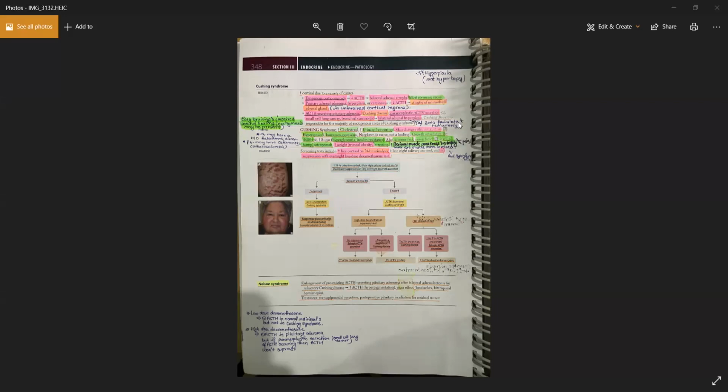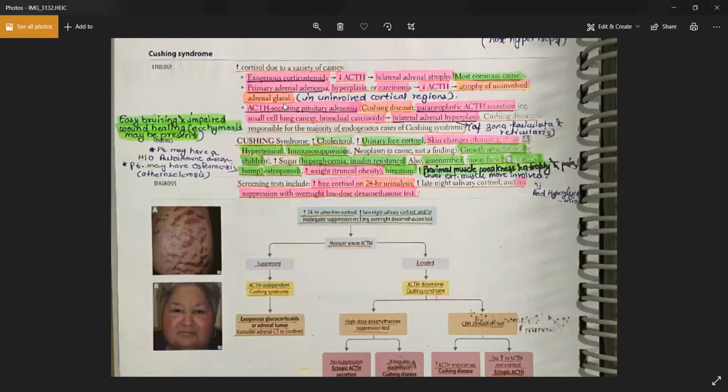Okay, so yesterday we have finished with the Cushing syndrome. We have discussed the cause of it. Four causes we have discussed: either the exogenous, or the adrenal hyperplasia or cancer, or the ACTH secreting pituitary adenoma, or might be a paraneoplastic ACTH secretion. We have discussed how to differentiate between them.